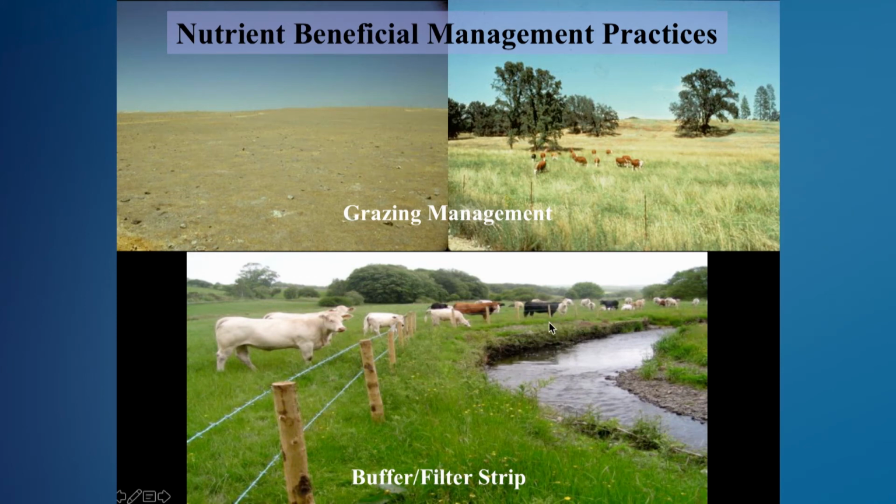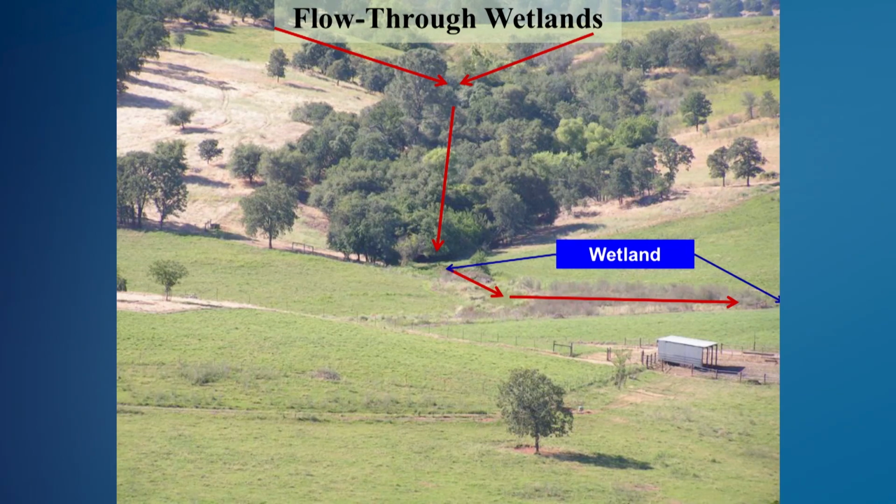And if cows are allowed to access the stream, it deteriorates the physical quality of the habitat, as well as allows direct input of nutrients from their feces. Another practice that has been used in irrigated pastures in California is using small flow-through wetlands to process the water before the water gets into the major streams. Here, water was applied to the irrigated pastures at the higher elevations. The tailwaters ran off and went through the wetland here at the bottom.